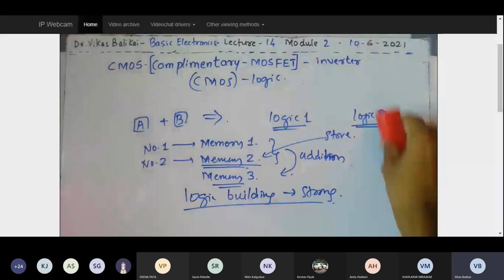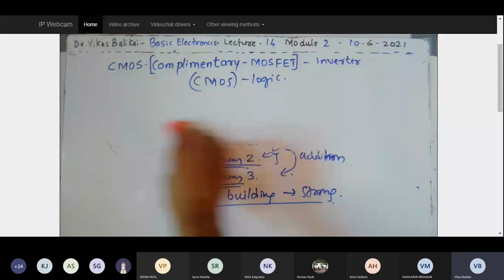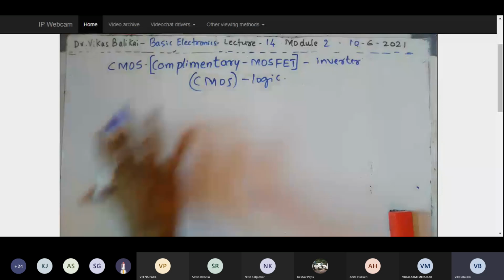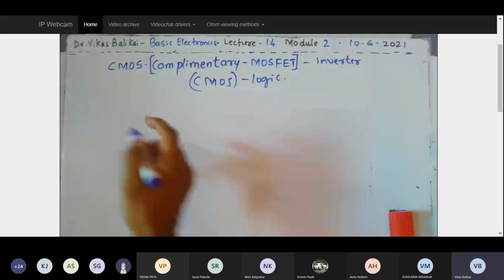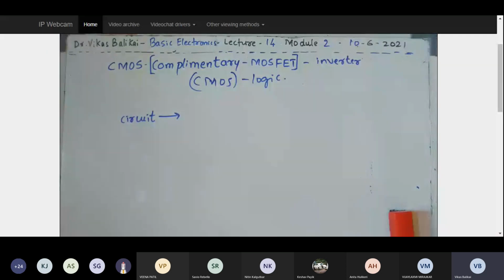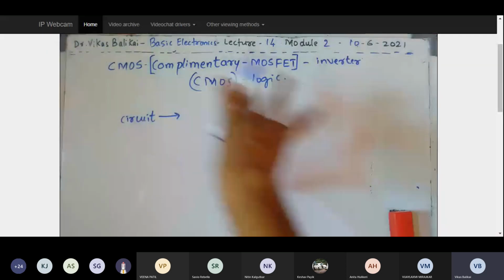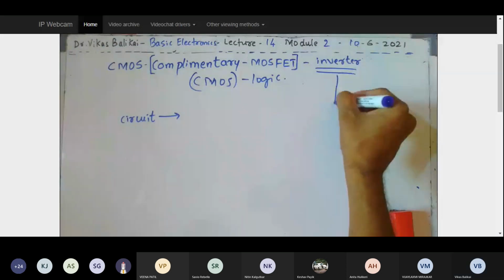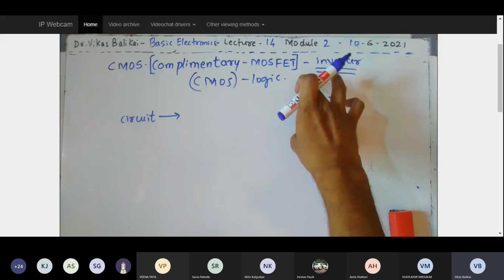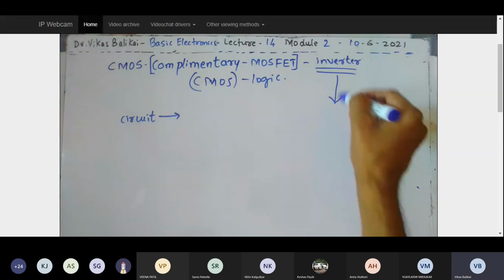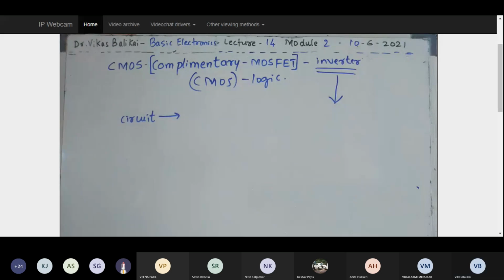Now here, when I say complementary MOSFET or complementary logic or CMOS logic, it means whatever circuit I am going to build now, please remember this entire thing. There is only one application under the CMOS MOSFET, which is my inverter. Can anyone tell me the other name of inverter? This is not the inverter that you use in your home. It's a digital inverter. Can anyone tell me what exactly I'm talking about here? What is an inverter? Any idea?